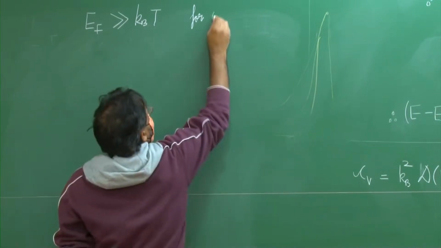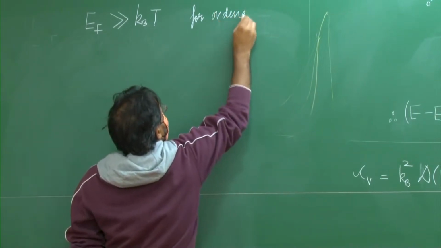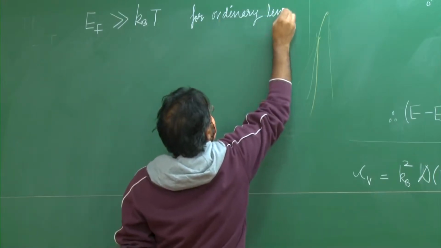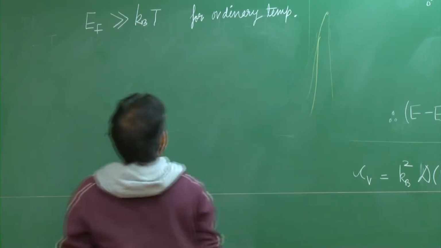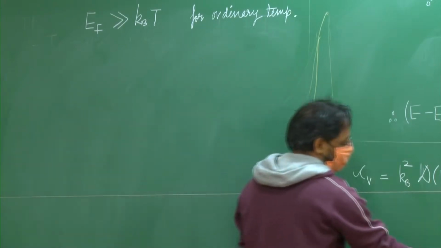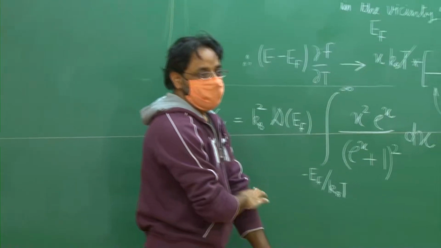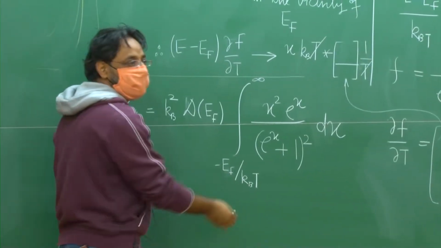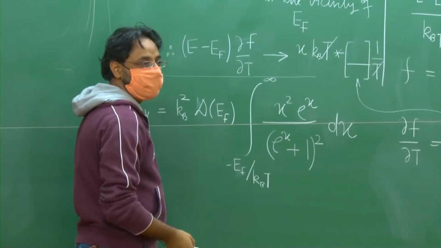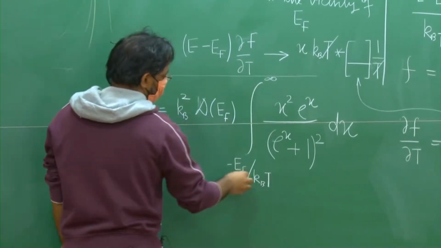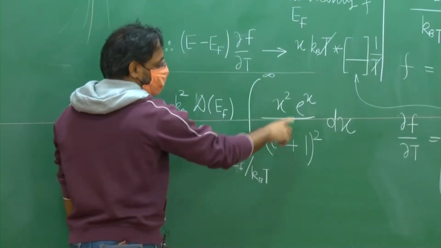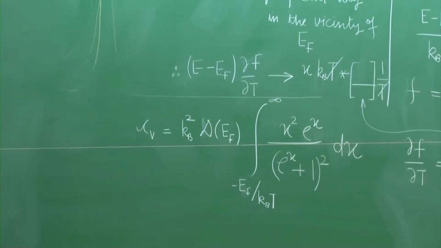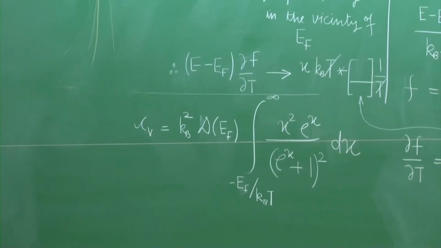Okay, so for ordinary temperatures, what that means is that I can take this as minus infinity as the limit of my integration. Why? Because EF by kBT is a very large quantity, kBT being very small compared to EF for ordinary temperatures. So therefore, this integration will become minus infinity to infinity x squared e^x divided by (e^x + 1) squared, which is a standard integral, and the value of this integral is pi squared by 3.